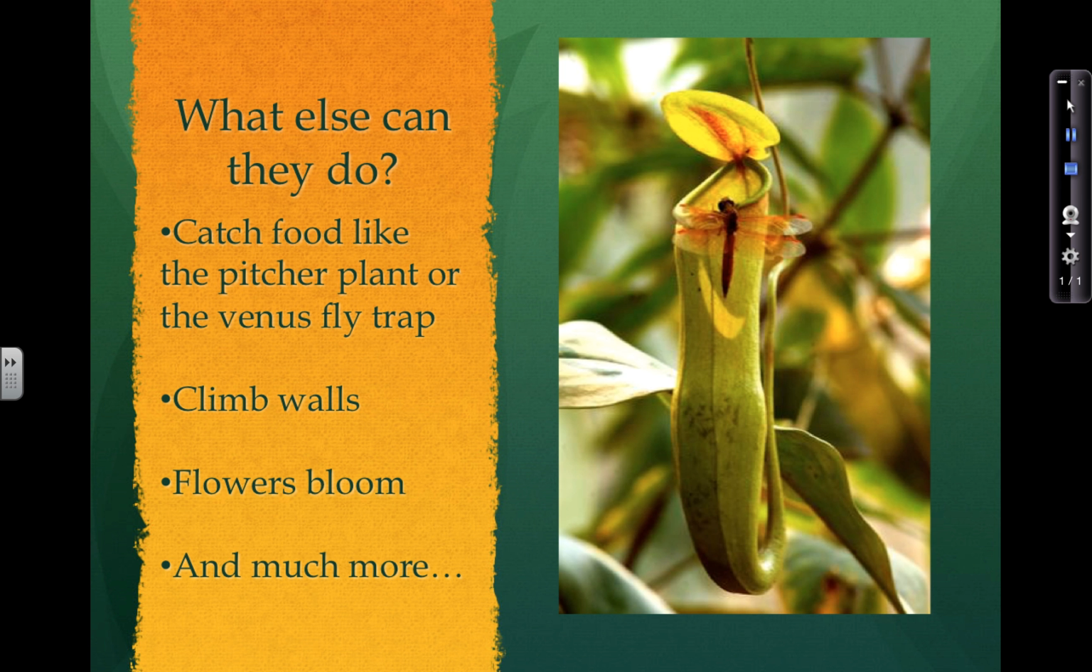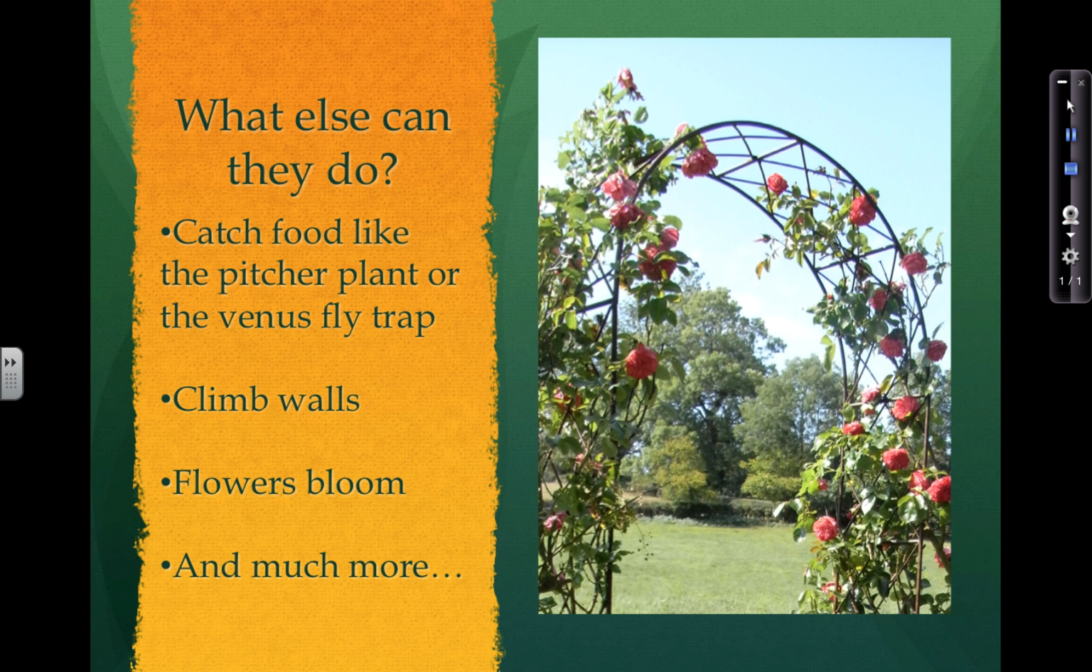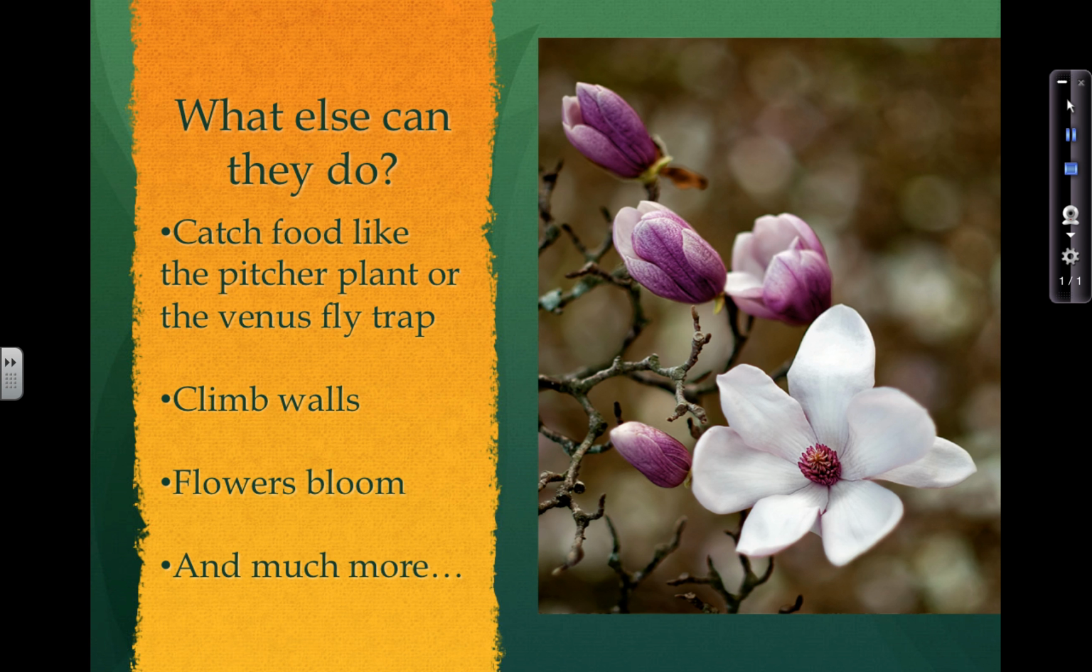So what else can plants do? Well, some cool plants have figured out a way to get some nutrients that they're missing, specifically nitrogen. Plants like pitcher plants, as in the picture seen here, and Venus flytraps have figured out ways to capture insects, and as they digest the insects, they get the nitrogen from them, which is missing from where they grow. Some plants can also climb walls. Think of ivy. They have flowers that bloom, and lots of other things. There are some climbing plants, flowers.